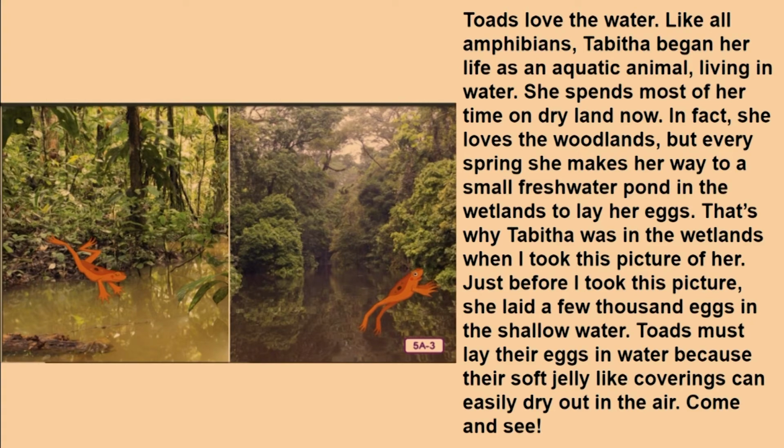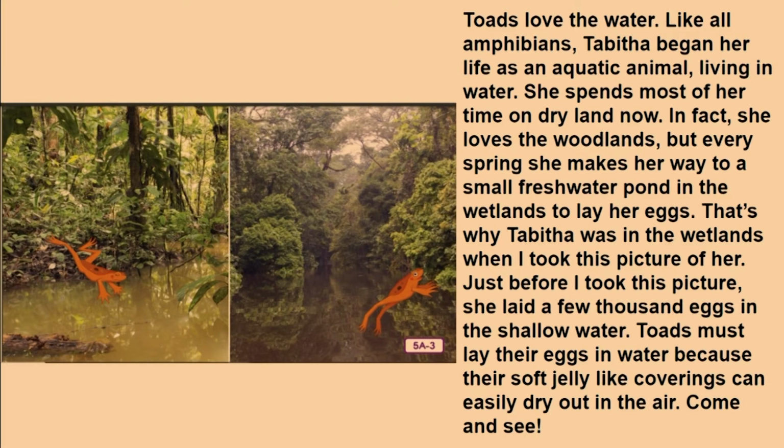She spends most of her time on dry land now. In fact, she loves the woodlands. But every spring, she makes her way to a small freshwater pond in the wetlands to lay her eggs. That's why Tabitha was in the wetlands when I took this picture of her. Just before I took this picture, she laid a few thousand eggs in the shallow water. Toads must lay their eggs in water because their soft, jelly-like coverings can easily dry out in the air.